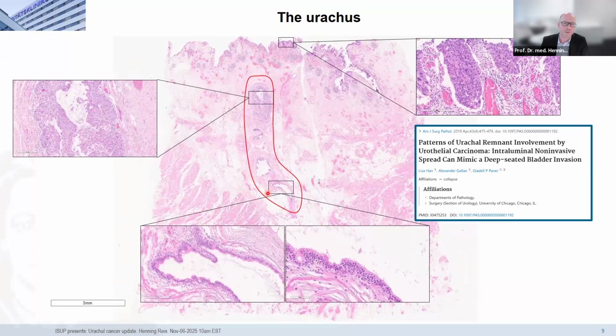So if this grows deeper and then might infiltrate here, colonization of a urachal remnant by urothelial carcinoma might be a reason for overdiagnosing this cancer. So this is just one thing to keep in mind. I pointed out one paper, but there are several others as well, which identified this problem in staging, which can happen if there is a urachal remnant.